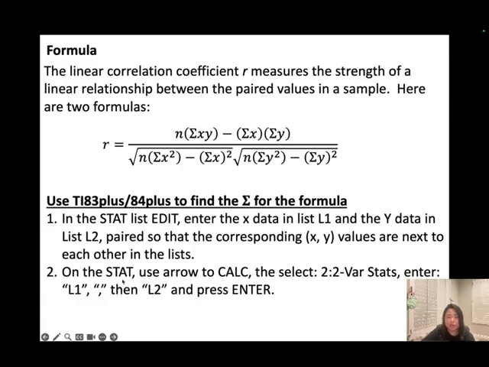Then you're going to go to STAT, CALC, number 2, two-variable statistics. So you're going to find out what the summation of xy is, what the summation of x is, what the summation of y is, plug it into this formula, and then calculate the R. But for our course, I don't need you using this formula. We'll be strictly using the TI-84 calculator to find the correlation coefficient R.